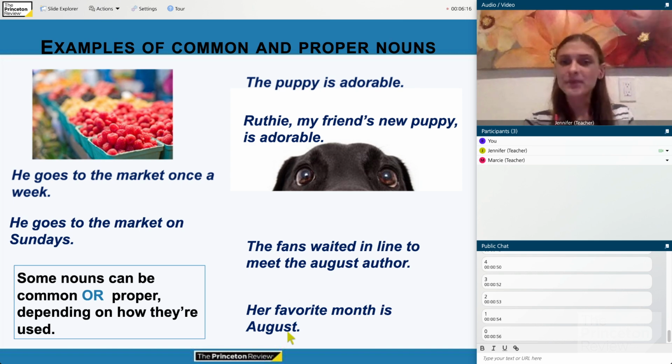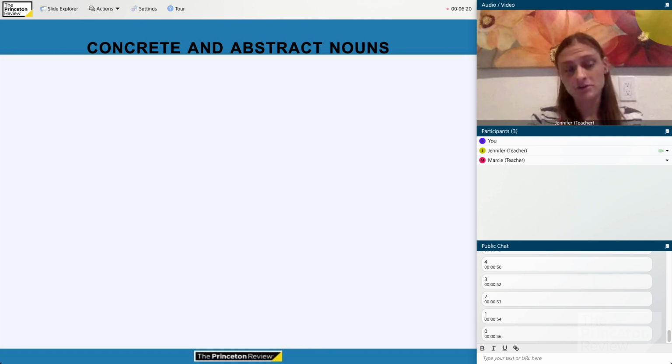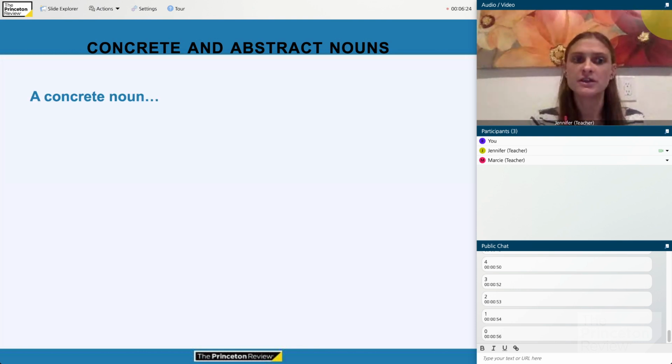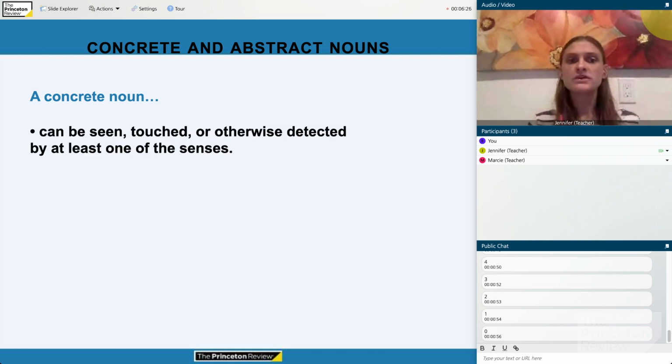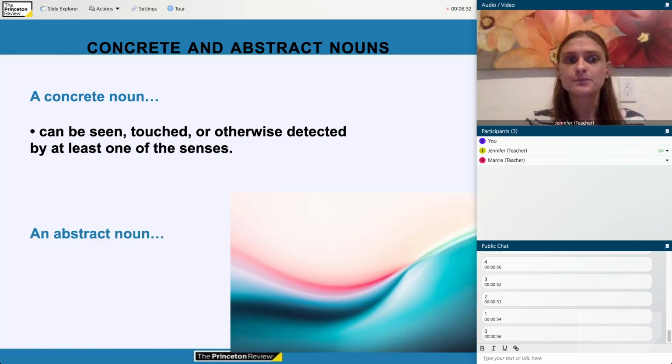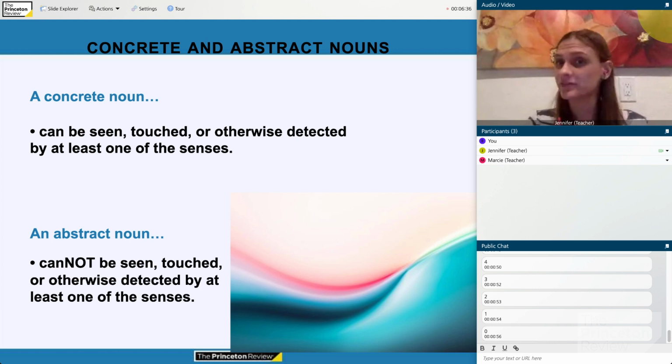All right, so the next type of noun we're going to look at is the concrete versus abstract nouns. So your concrete noun, something that you can see, touch, or somehow detect with one of your senses. So an abstract noun, something you can't see or touch or otherwise detect with your senses.